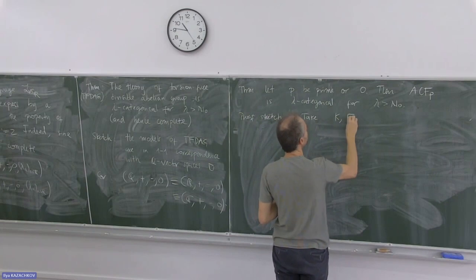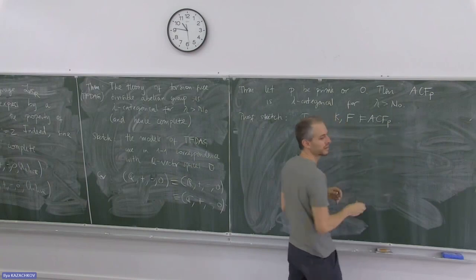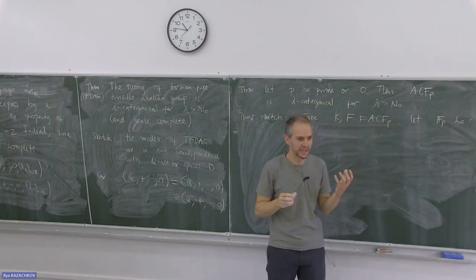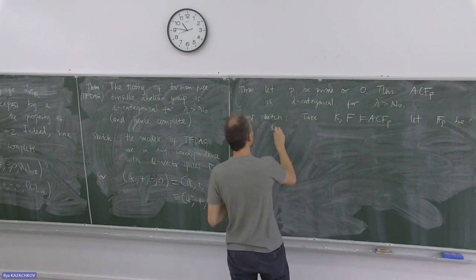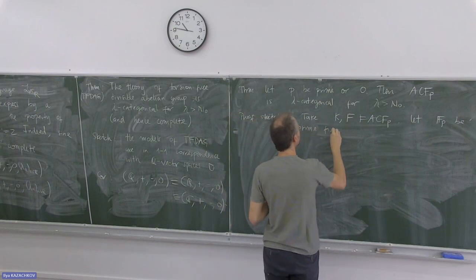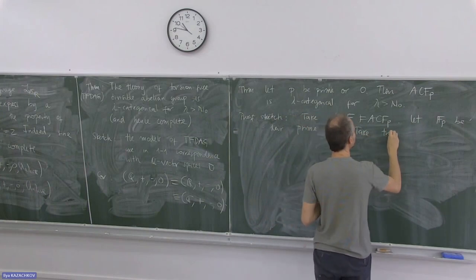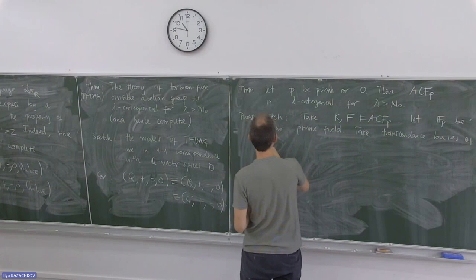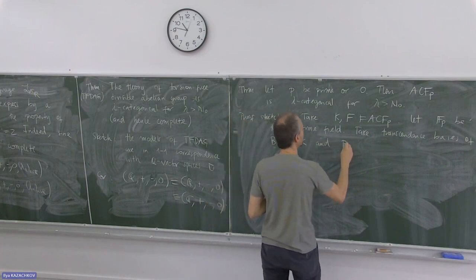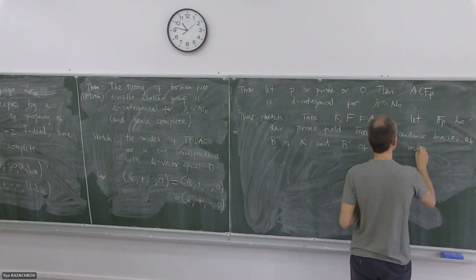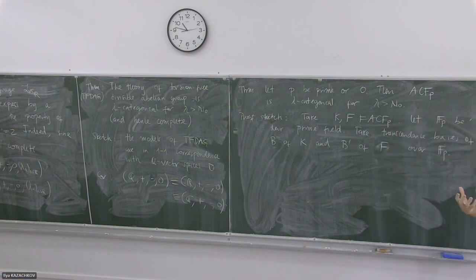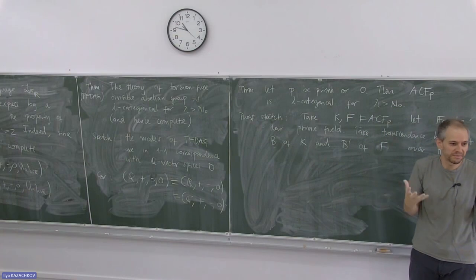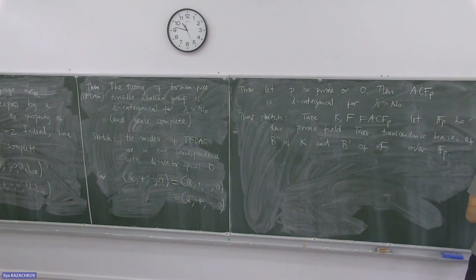Take two models, K and F, which are algebraically closed fields of a given characteristic. Then let F_p be their prime field, so it's either F_p or Q. Then take a transcendence basis of K, let's say B, and B' of F, over the prime field. Since the cardinality lambda is bigger than aleph zero, the size of this transcendence basis has to be lambda. This is exactly the same argument as with bases in vector spaces.